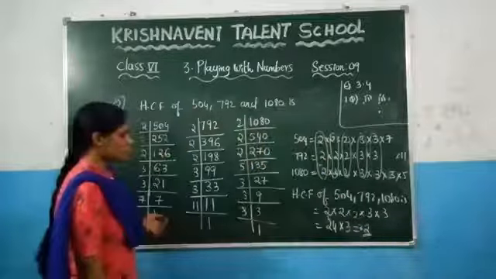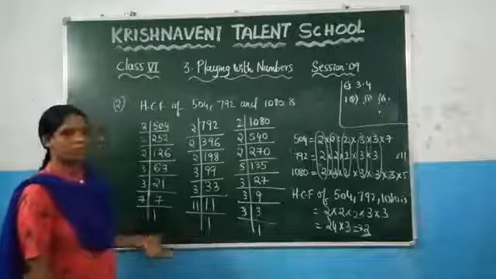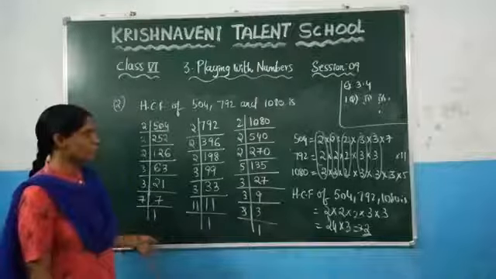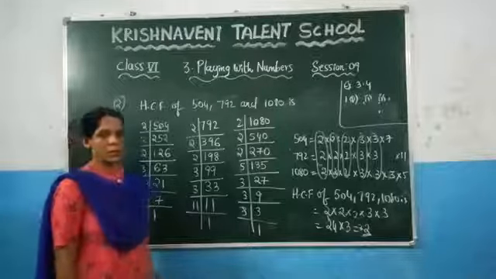So like this you need to find the HCF by using the prime factorization method and you can go for the continued division method. This session is completed. In the next session we are going to solve the remaining problems of this exercise.